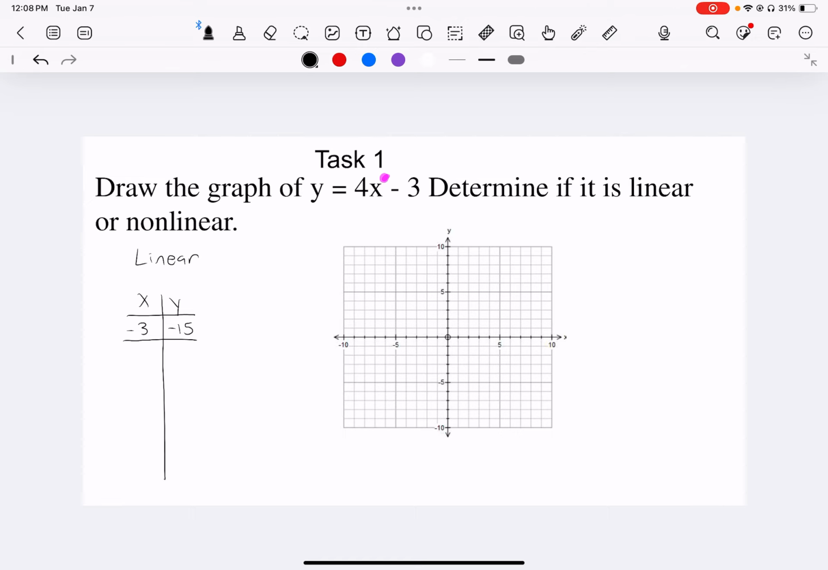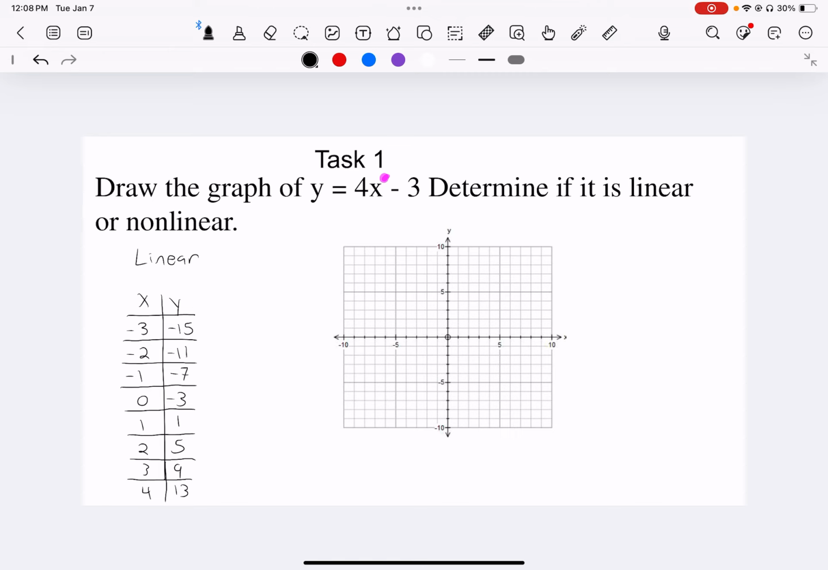I'm not going to be able to fit that on my graph, so I'm just going to keep working my way to smaller numbers. When x is -2, y is -11. When x is -1, y is -7. X is 0, y is -3. X is 1, y is 1. When x is 2, my y is 5. When x is 3, y is 9. And when x is 4, y is 13.